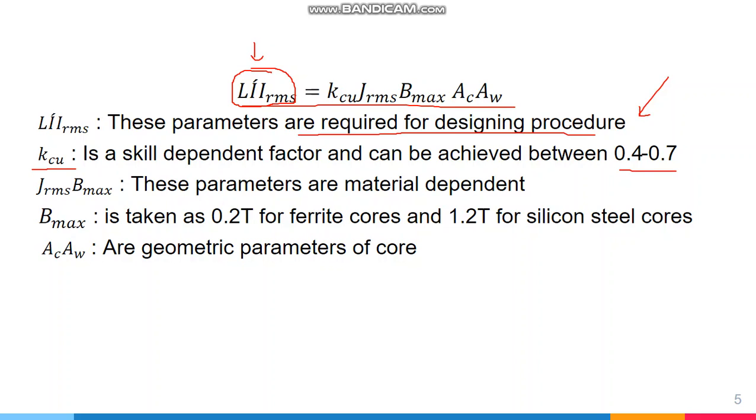The next, GRMS and Bmax, these two parameters are material dependent. GRMS is dependent upon the type of wire that I will be using for winding. This Bmax is dependent upon the material of the core that I will be using. Bmax is taken as 0.2 Tesla for ferrite cores and 1.2 Tesla for silicon steels.